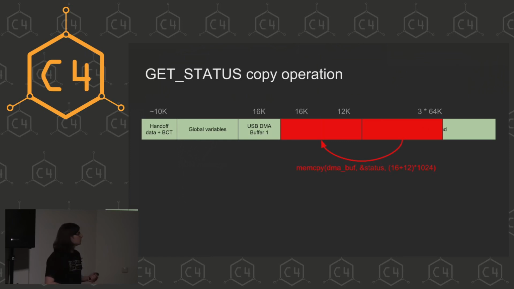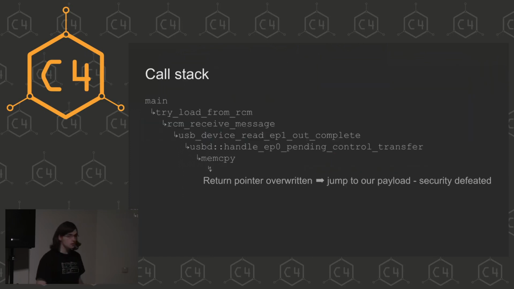And this happens before the signature can be checked, because what we do is, this is the main function, then we jump into this RCM thing. These are all the function names that are called in sequence. So we have this try load from RCM call. Then we have this RCM receive message where it puts the header in one place and the payload in the other place. We then wait for a transfer to complete.